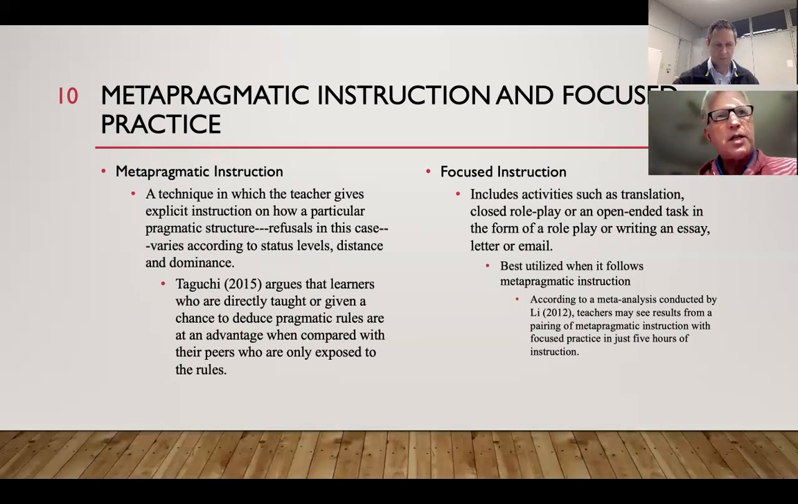So that first discussion is very powerful. The second thing that usually happens is focused instruction. And this includes activities like translation, enclosed role play, open-ended tasks, and also just writing out the language itself. And this is best used when it follows, like I said, metapragmatic instruction. And another review of the research by Lee showed that teachers can see results from this in just about 5 hours of instruction. So it's pretty powerful when students get a chance to talk about it, think about the rules, and then write it out. They'll get it very quickly, okay?